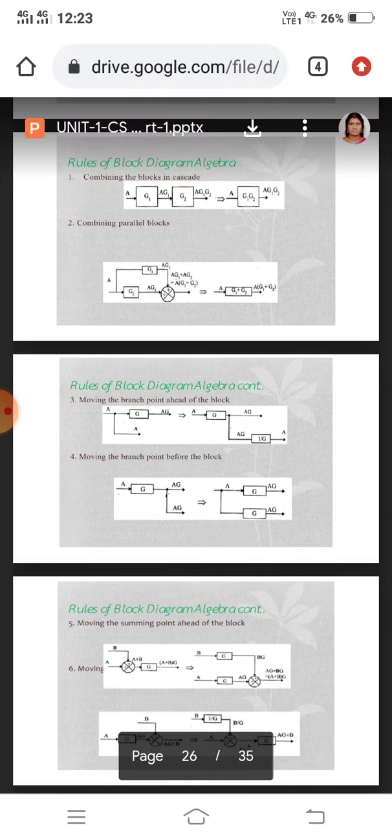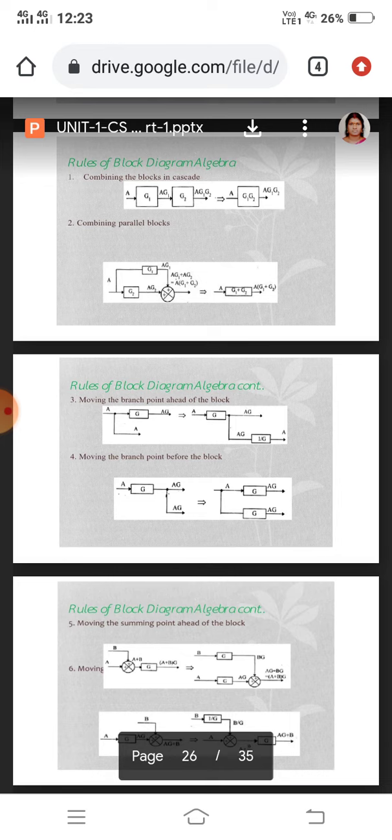Third rule is moving the branch point ahead of the block. After the block we can move the branch point. At that moment we will achieve AG at one branch point. Under the other branch point, a 1 by G block is put across that G.